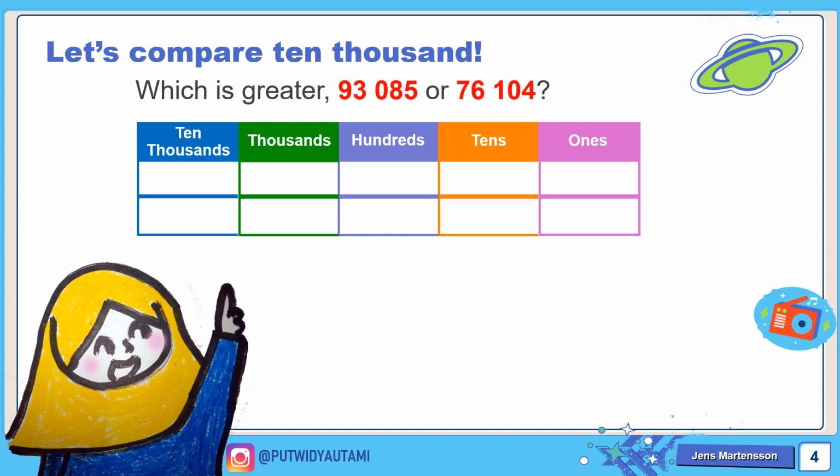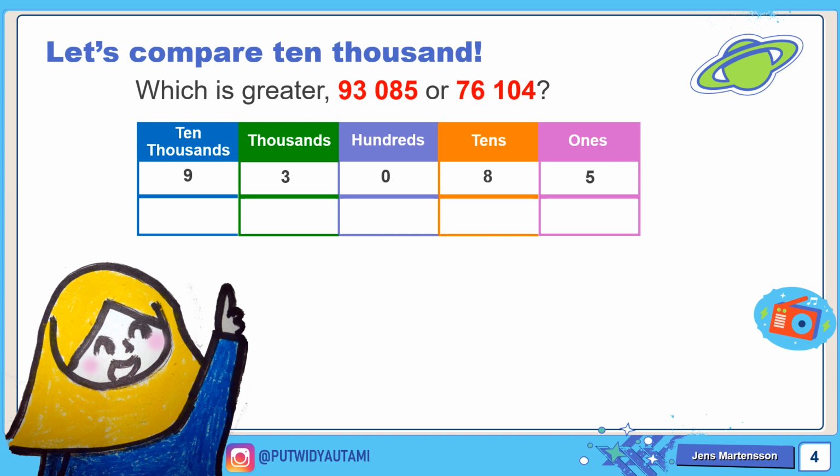In 93,085, what is the digit in 10,000s? Yeah, it's 9. What about thousands? 3. Pretty good. What about hundreds? 0. What about tens? 8. What about ones? 5. Pretty good.